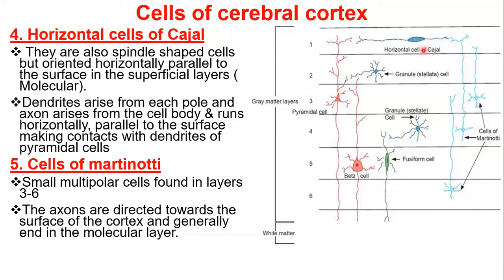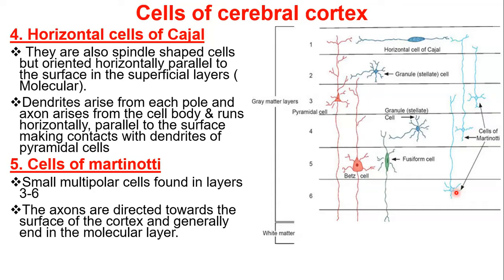The cells of Martinotti. These blue colored cells are the cells of Martinotti, and they are present in the third, fourth, fifth and sixth layers. Mostly their processes are present in all layers. They are small multipolar cells found in layers 3 to 6, that is, the 3rd, 4th, 5th and 6th layers.